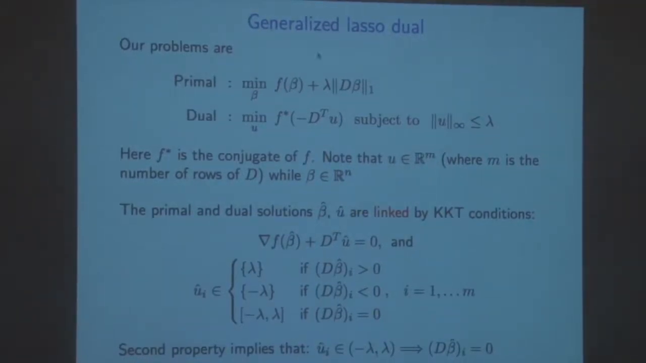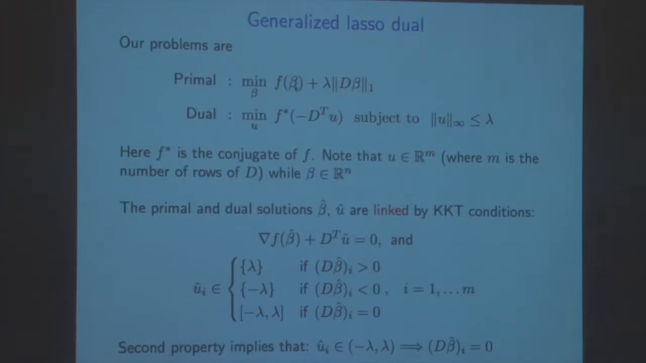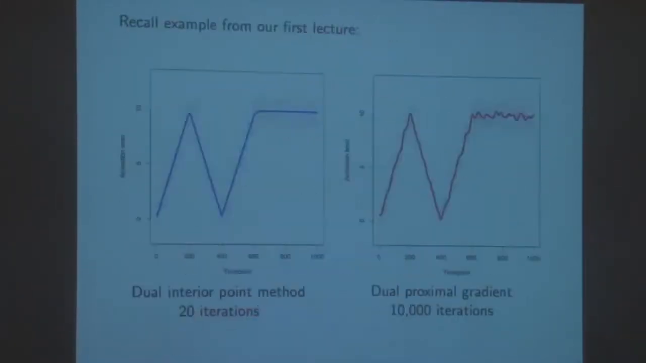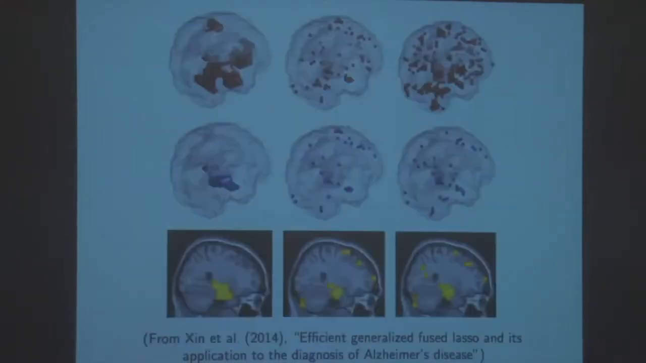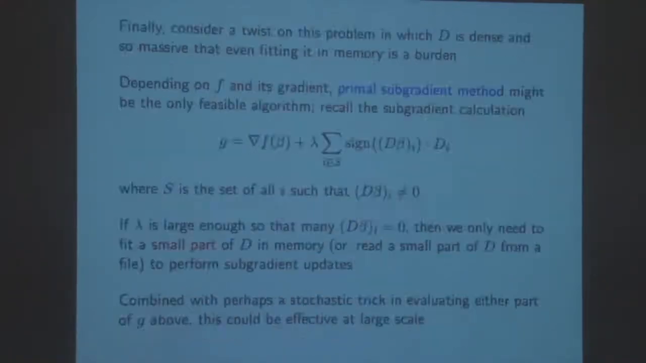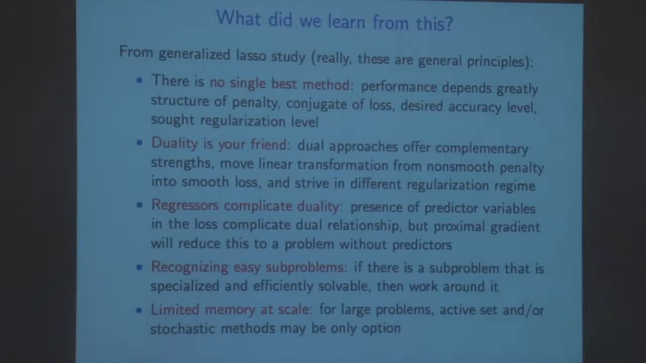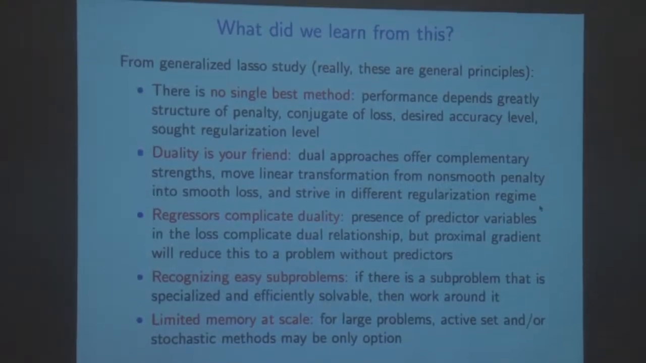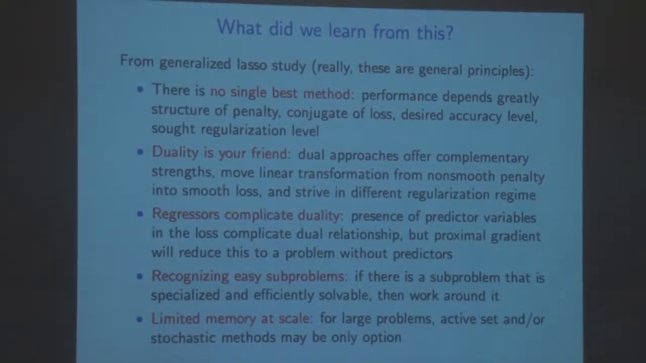And vice versa as well. If you have a linear transformation in, say, the smooth criterion function, you could move it into the regularizer by going to the dual. So that's something to keep in mind when a linear transformation like that is complicating your understanding of the regularizer. The dual also offers success in different regularization regimes. So it's going to succeed if you're solving regularized problems at different levels of the regularization parameter because of that high-level reasoning I gave before.